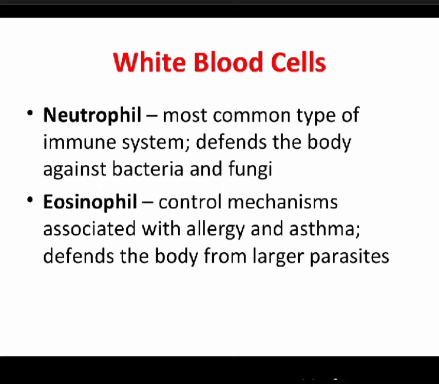Now, when we say white blood cells, there are two types. We have the neutrophil, which is the most common type of the immune system. They defend the body against bacteria and fungi. Now, we have the eosinophil, which also controls mechanisms associated with allergy and asthma. It defends the body from larger parasites.